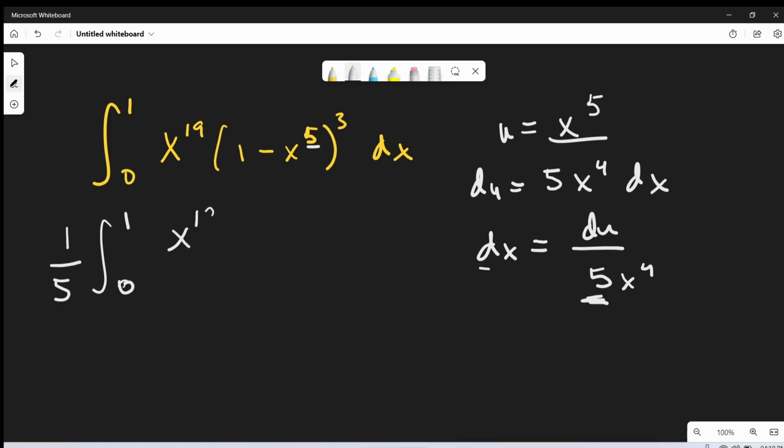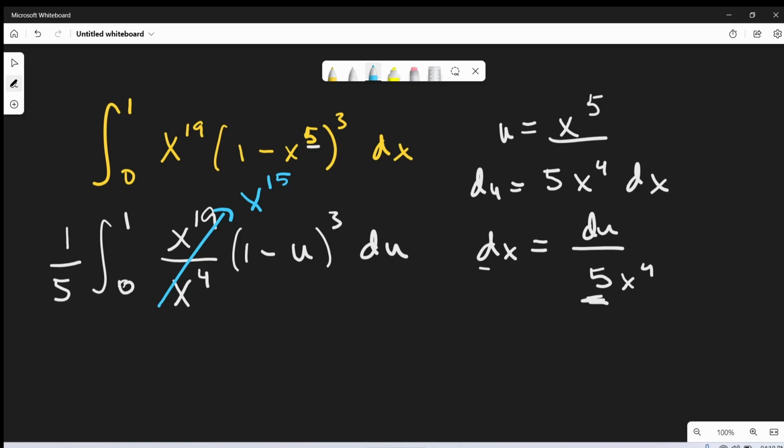For now, I'm going to keep my x to the 19th. We're going to have to simplify this. We're dealing with u now, so we can't really have x, but we're just going to keep it there temporarily. We're going to have (1 minus u) cubed du. But when we divide x to the 19th by x to the 4th, we're going to get x to the 15th. And x to the 15th, you'll just notice, is u cubed, since u is x to the 5th. I'm just going to do a quick rewrite and get it all into u.